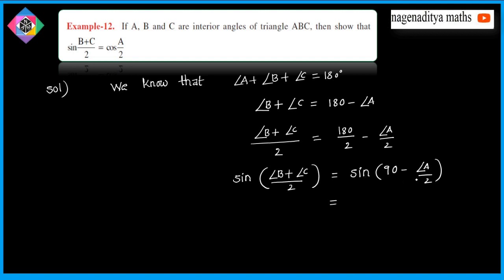So here sine of 90 minus angle A by 2 is equal to cos A by 2. Okay. So what we proved here: sine of angle B plus C by 2 is equal to cos A by 2. So what we need to prove here is, therefore, sine of B plus C by 2 is equal to cos A by 2.